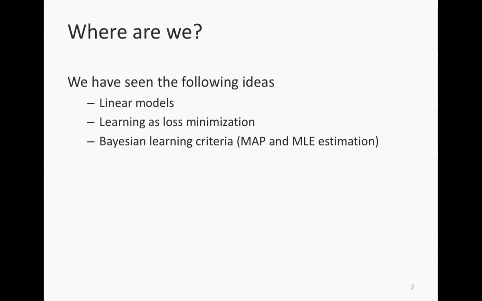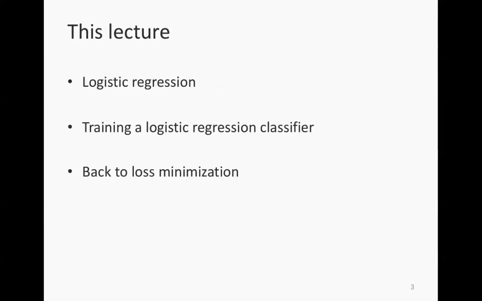What we have seen so far is linear models. We've seen the idea of learning as loss minimization. We've seen these Bayesian criteria for learning. Turns out logistic regression nicely combines all of these ideas, in particular linear classifiers with these things.